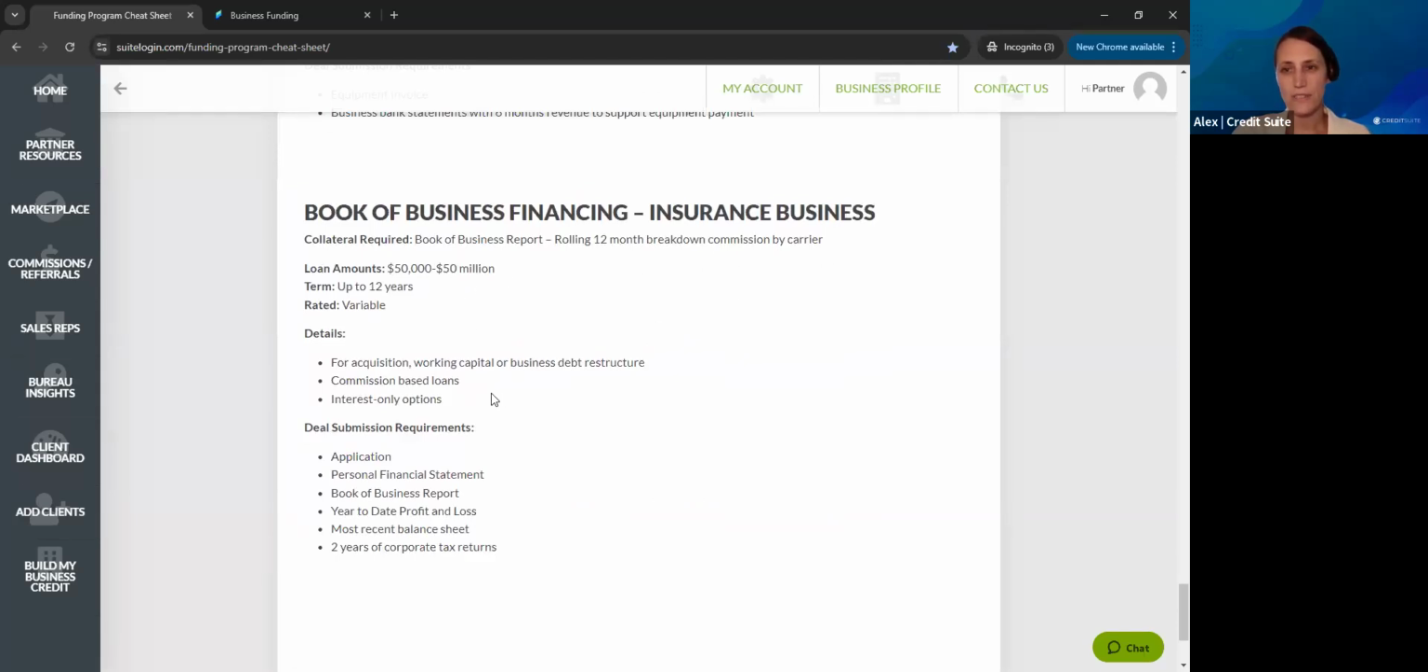And then last but not least is book of business financing. It's for an insurance business. If the person is in the insurance business, this one's very specific to the industry type of the business, then they can look into this. They do have to have their total books supporting that and their book of business reports to go through that and be able to look into that specific type of lending.